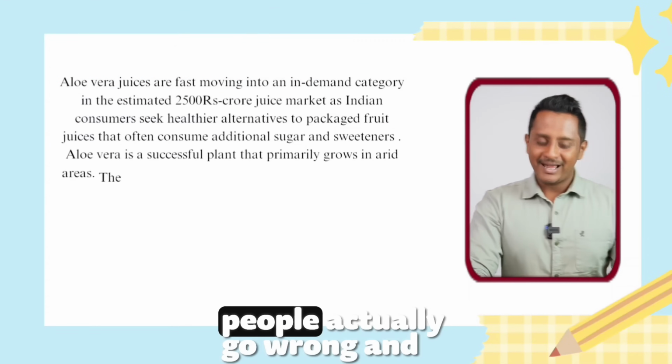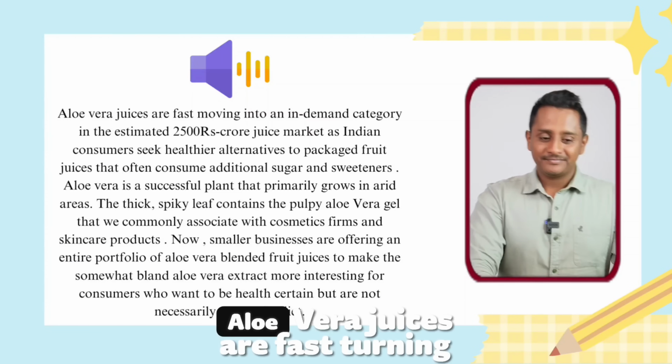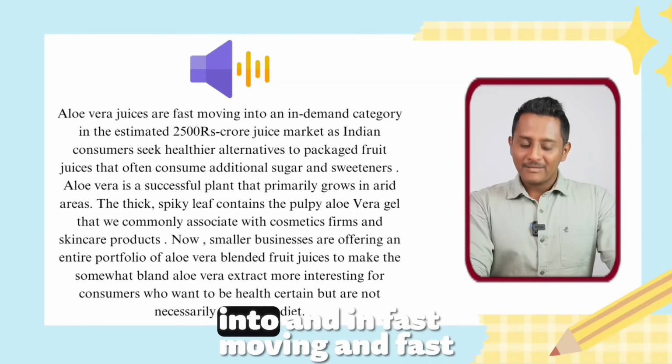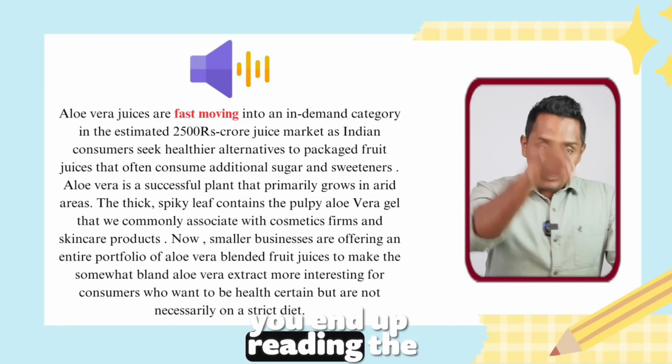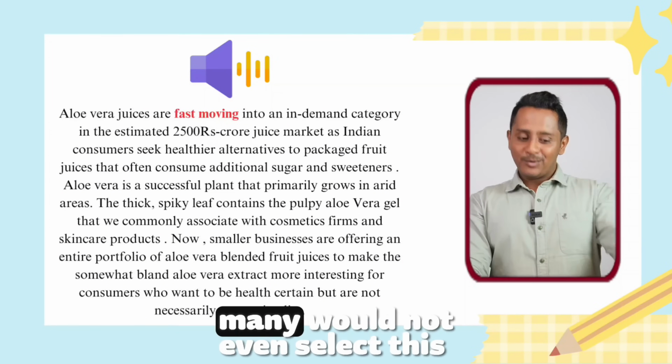I'm going to give you a small demonstration. So let me just show you where people actually go wrong in highlighting incorrect words. Aloe vera juices are fast turning into an... fast moving and fast turning. So now you heard turning, and you end up reading the moving as turning. As a result, many would not even select this.